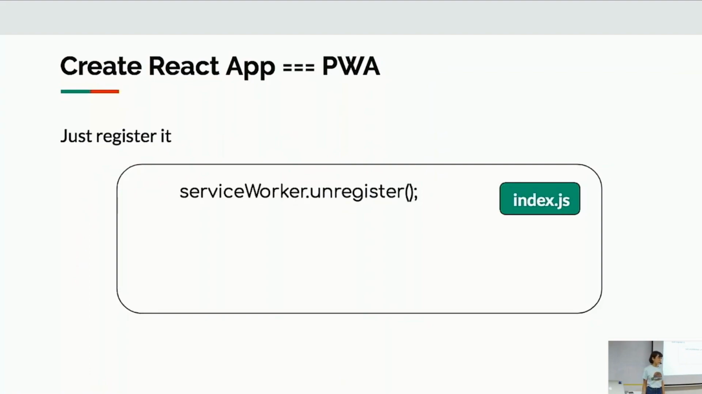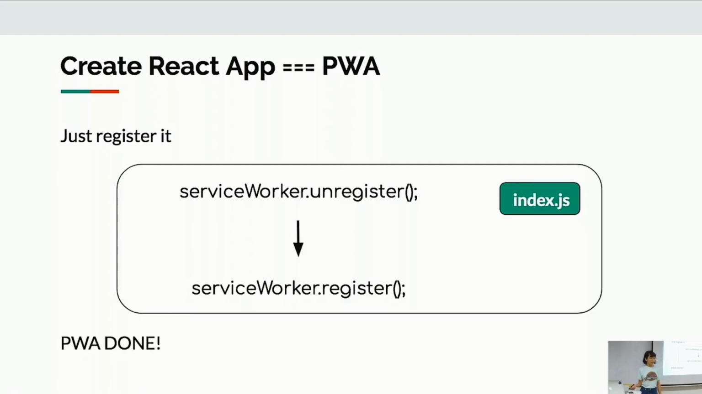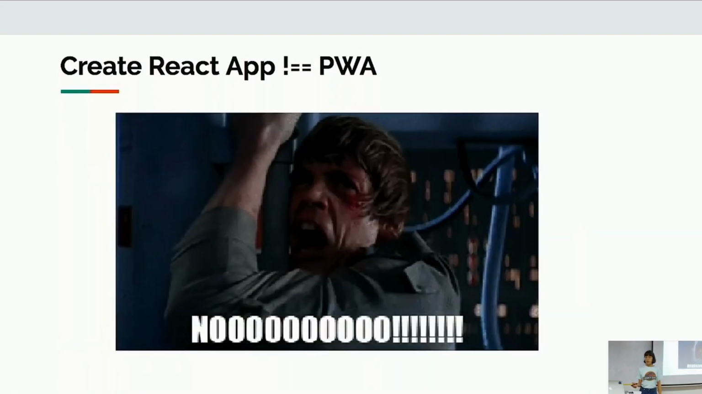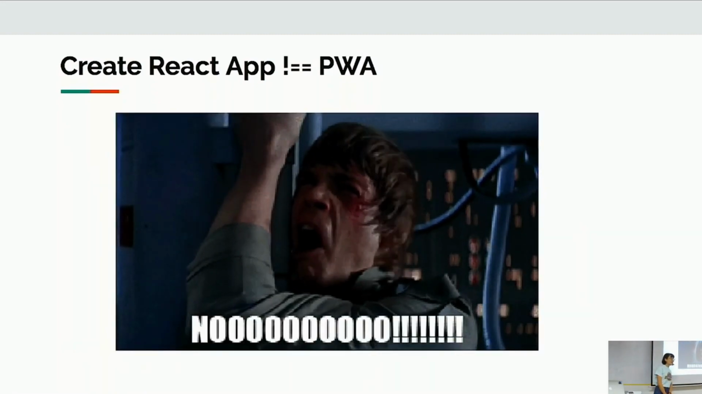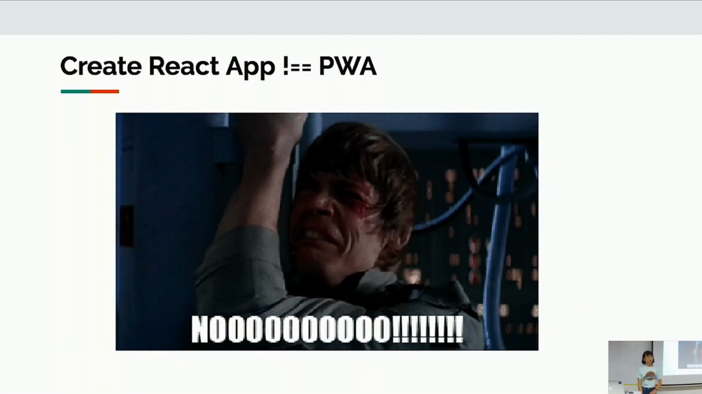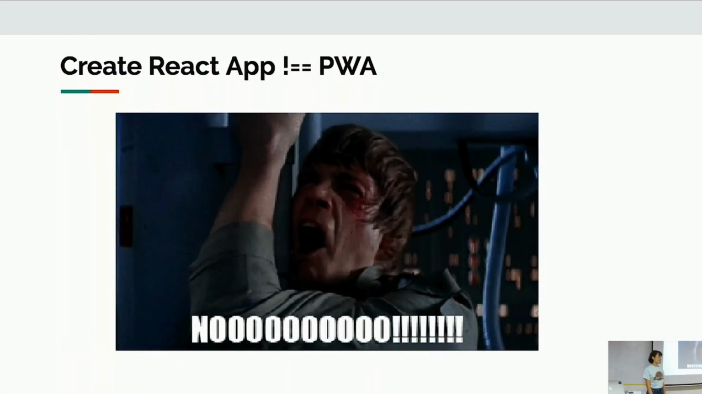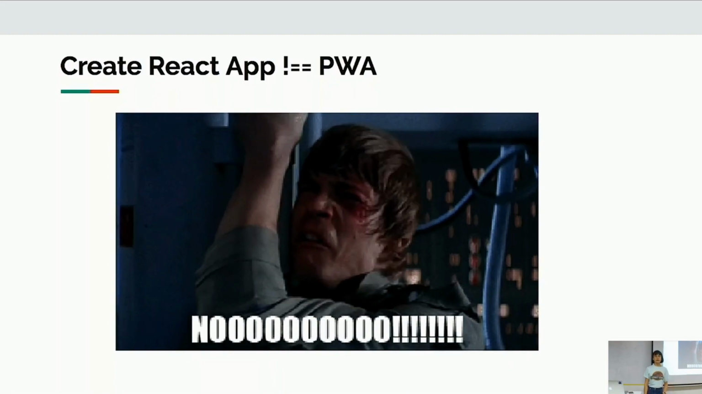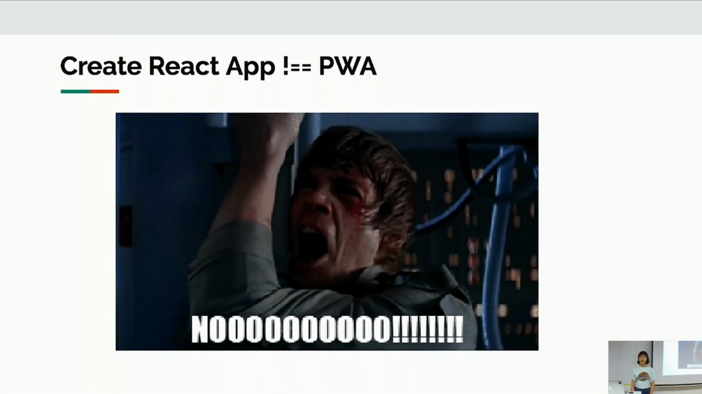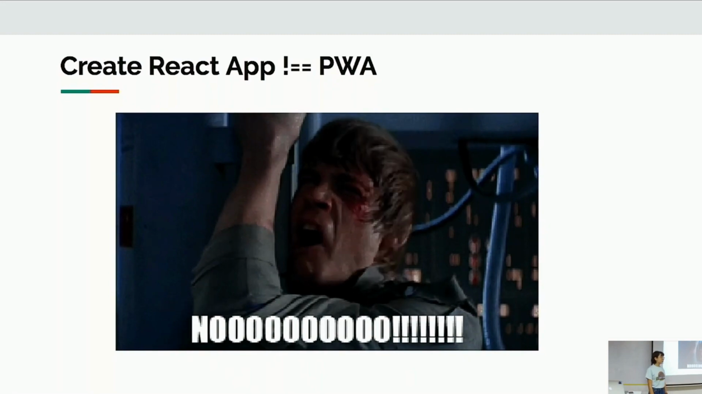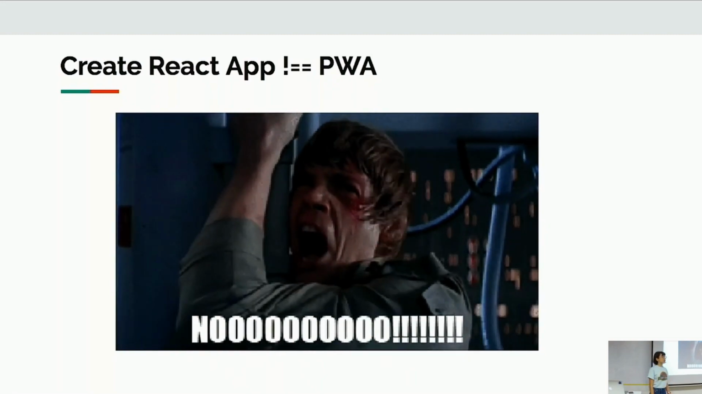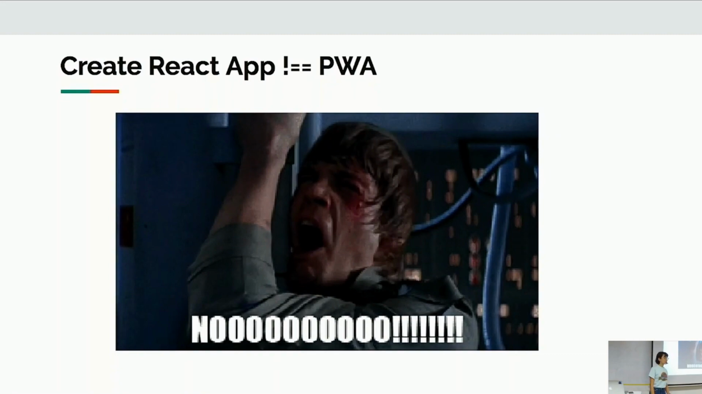And you have to register your PWA. So there is a script in your index.js, and you just have to change it to register instead of unregister. PWA done. No, actually no. I thought that too, but it's not that simple. So the service worker that sits in the Create React App, it's not a service worker by itself. It just tells the service worker to register one, to find it.